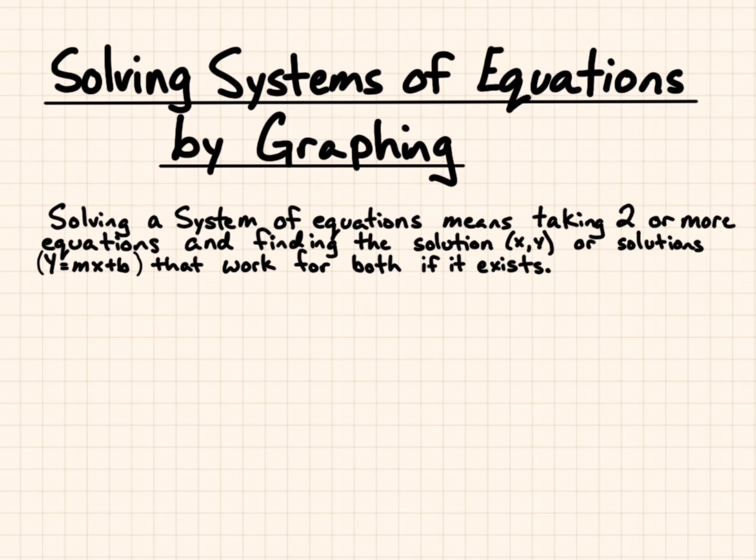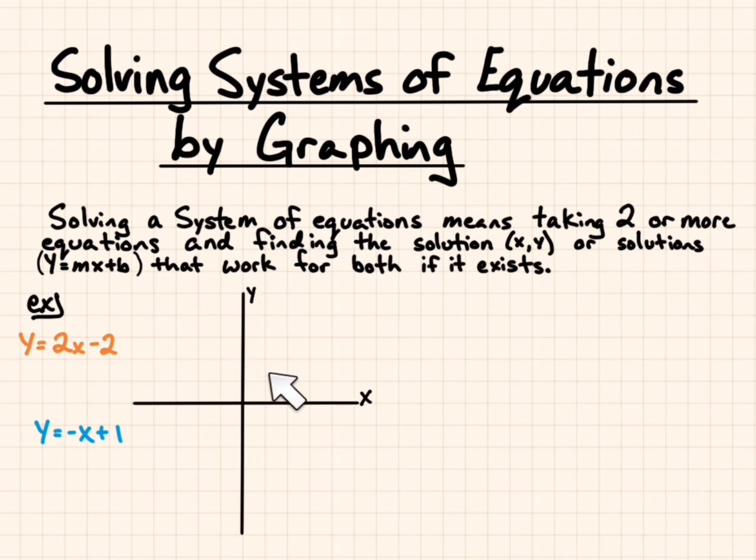Let's try out three examples. Our first example, y equals 2x minus 2 and y equals negative x plus 1. We'll first draw our y and x axis and start with our first equation.